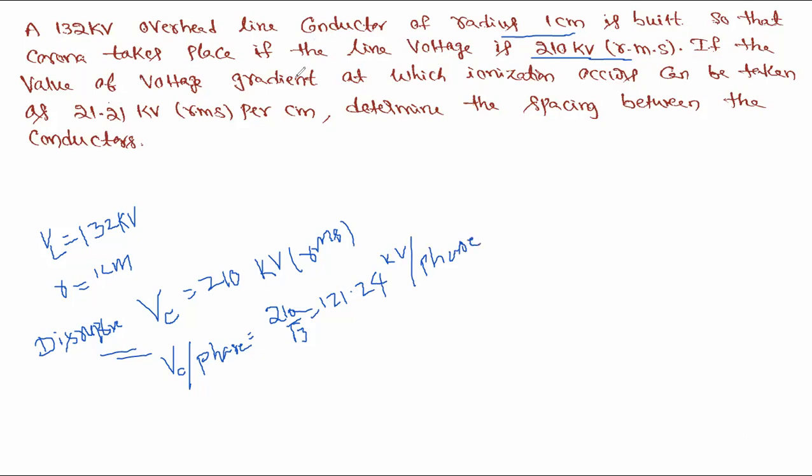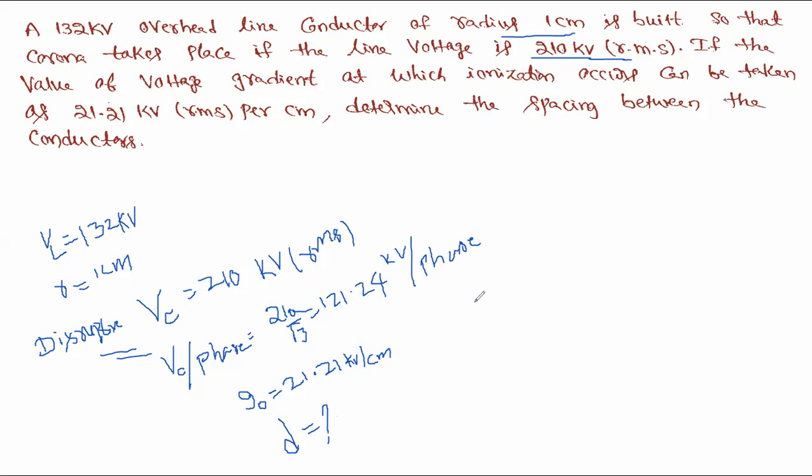If the voltage gradient at which ionization occurs can be taken as 21.21 kV per centimeter, that is the RMS value. Here they have given the dielectric strength of air, G naught equal to 21.21 kV per centimeter. Determine the spacing between the conductors. Here we want to find out the spacing between the conductors, D.